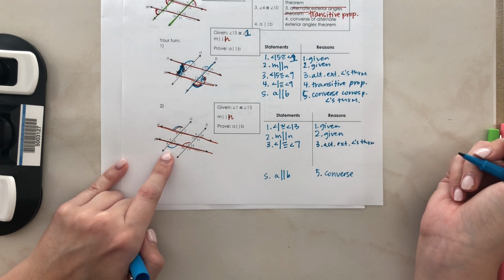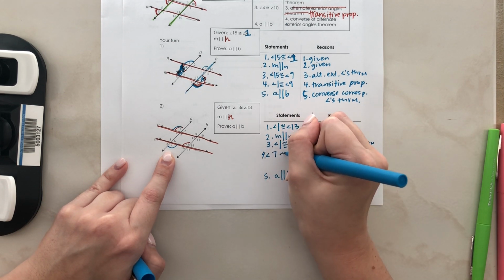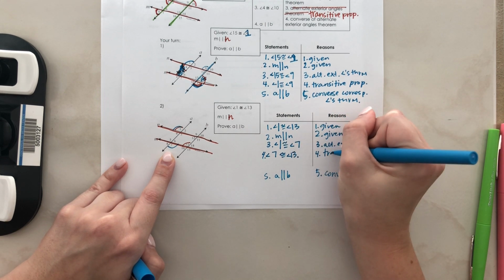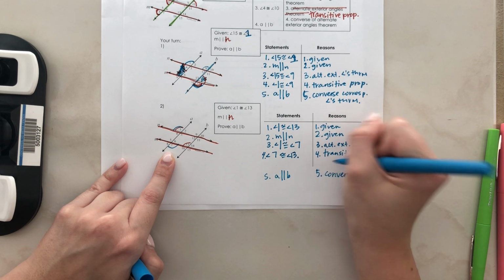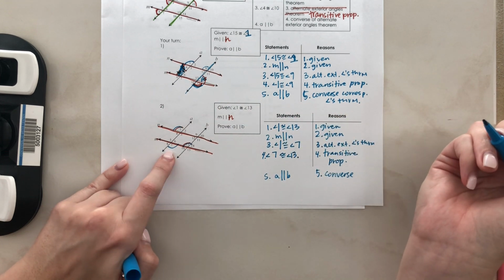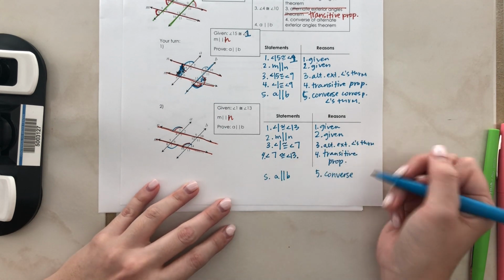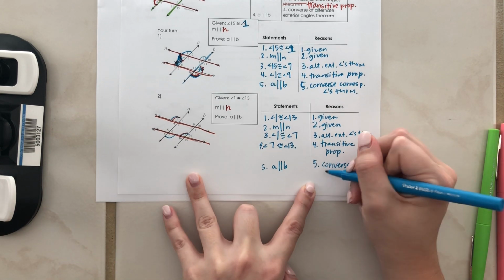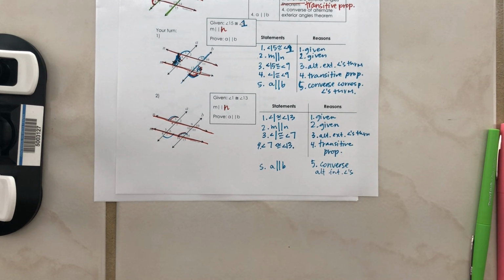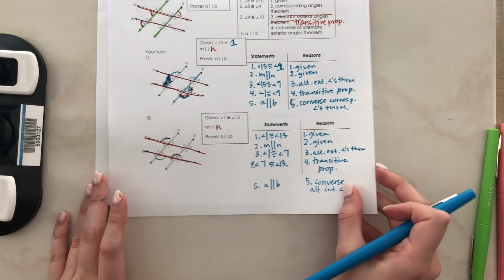And then I can say angle 7 is congruent to angle 13, okay, by the transitive property. Okay. Because I know 7 and 13 are congruent by the transitive property, they play the role of alternate interior angles. So that means A is parallel to B by the converse alternate interior angles theorem. Okay. That is what I have for the notes.